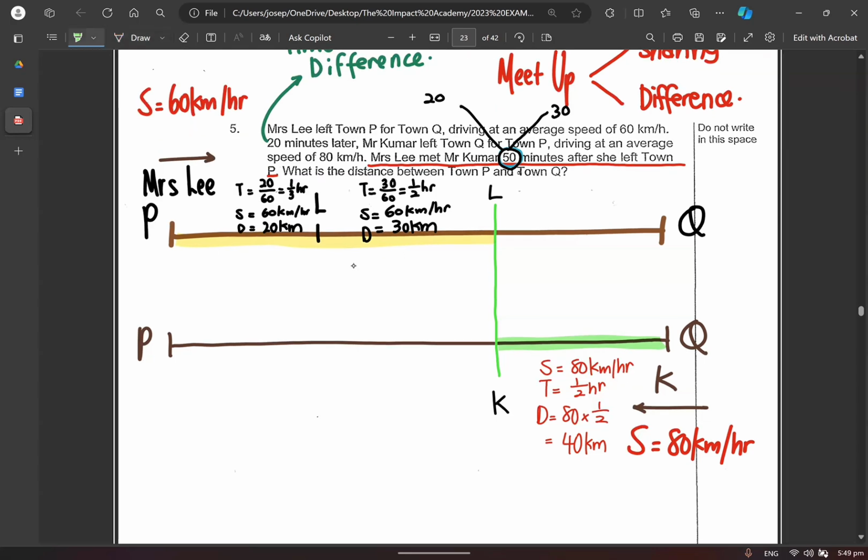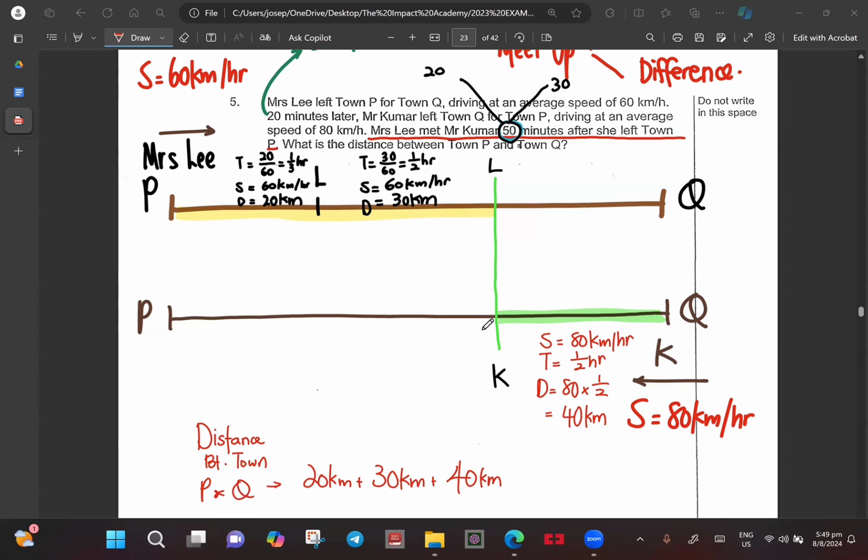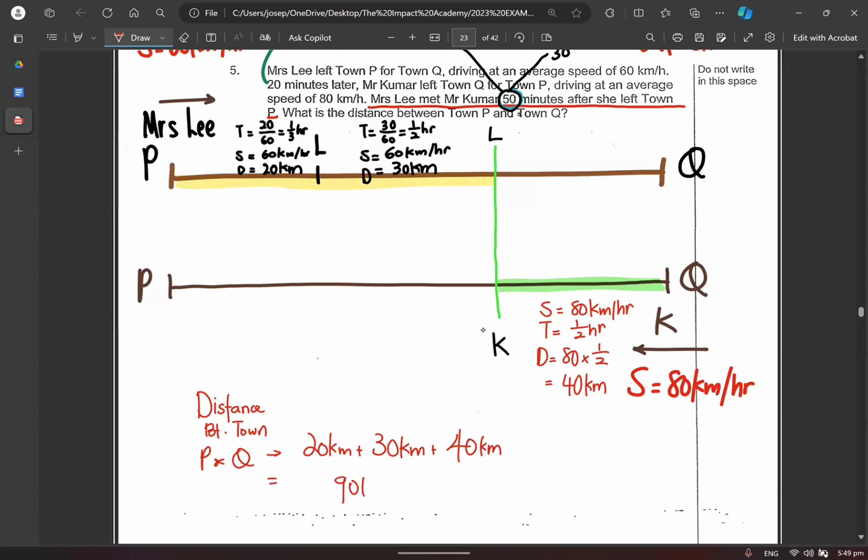Yeah, we can just add. What is the question? What is the distance between town P and Q? Very good. So the distance between town P and Q will be 20 kilometers plus 30 kilometers plus 40 kilometers. Am I making sense? 90. Very good. Can you understand very well or are you just memorizing? Understand. Never memorize. When you understand, you don't need to memorize. When you memorize, you don't understand. So this is 90 kilometers, and therefore this is your answer for this question.